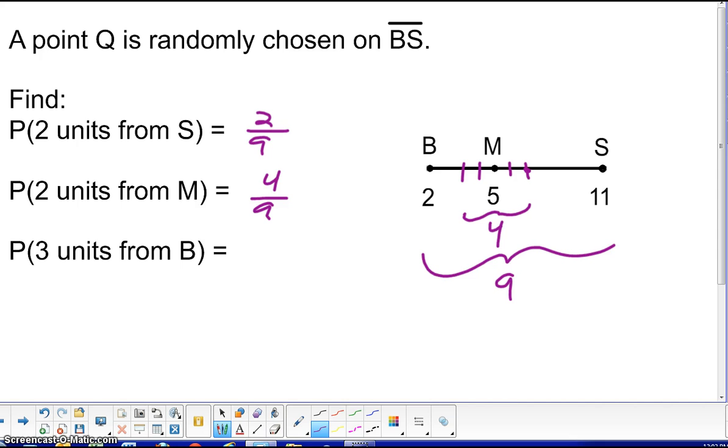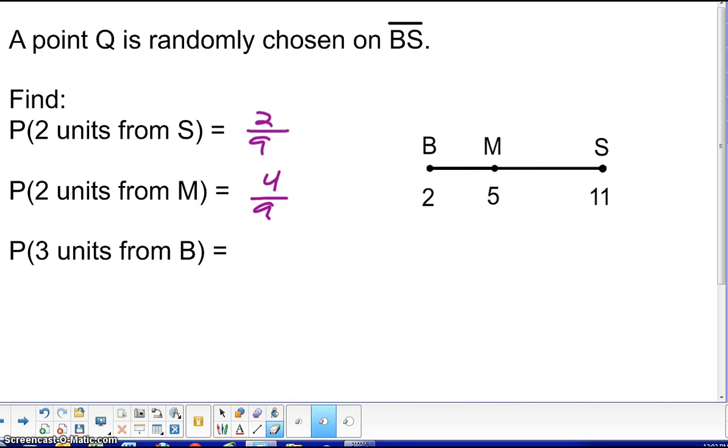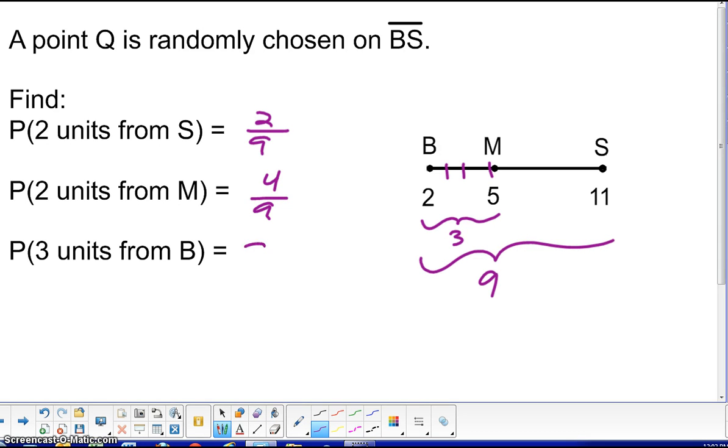And then the last one is 3 units away from B. So 1, 2, 3. So that's a distance of 3. And then again, out of 9. And we always want to reduce our fractions.